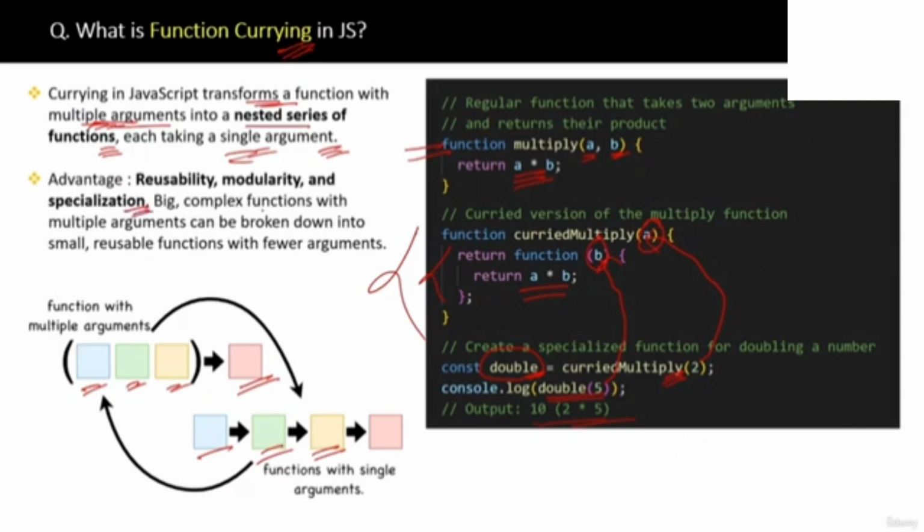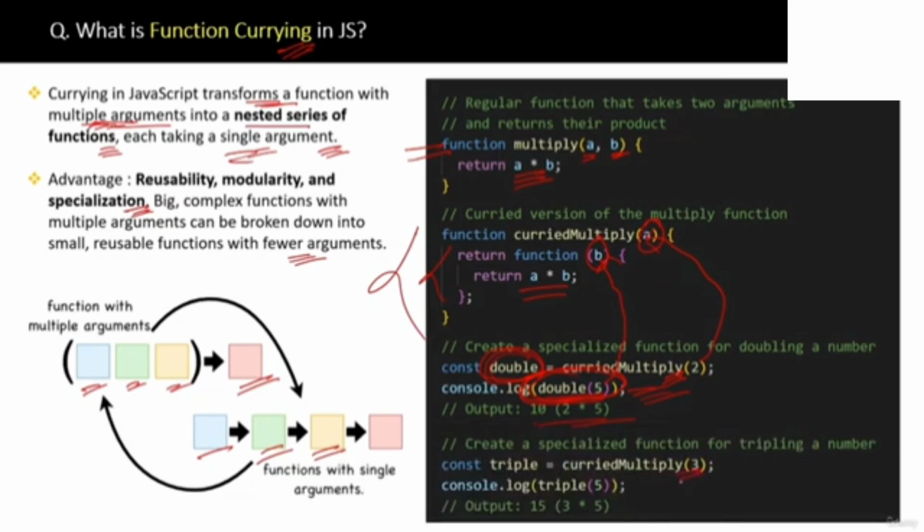How? Because a big complex function with multiple arguments can be broken down into small reusable functions with fewer arguments. For example, in this code, you can see we can call this variable double like a function multiple times anywhere in our application. Similarly, we can use the same curried multiply method and create a variable triple, which can again be used like a reusable function anywhere. So now the curried multiply function is also being used at multiple places, multiple times. So this is reusability, and that is very much needed and required in big applications. And that is the answer to this question.